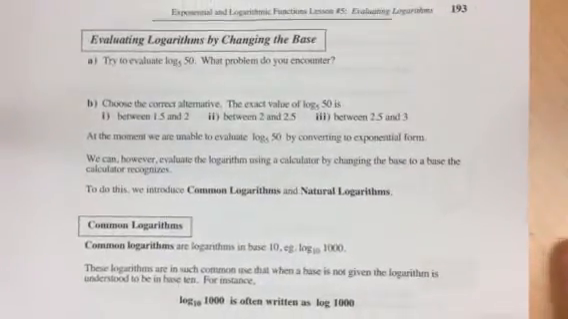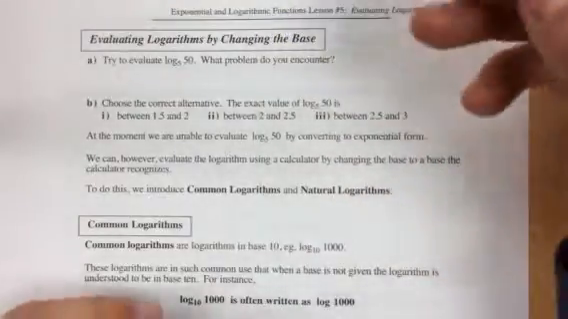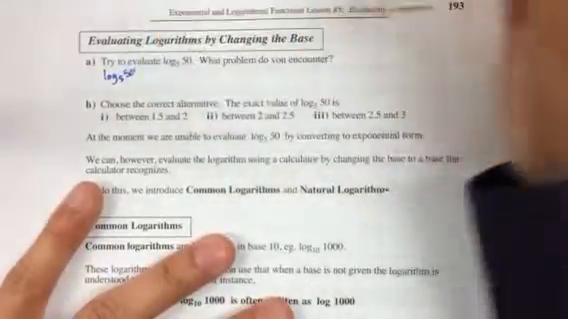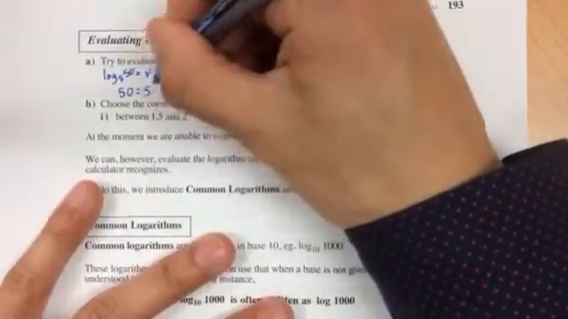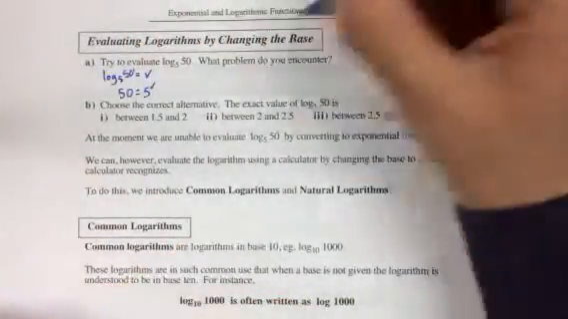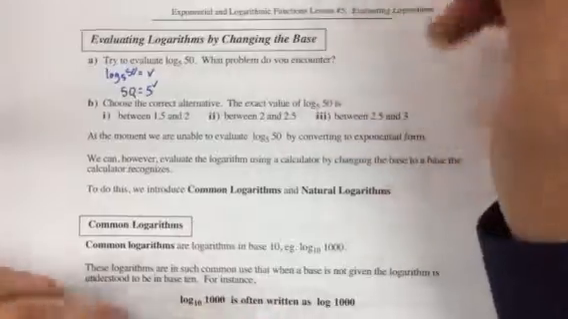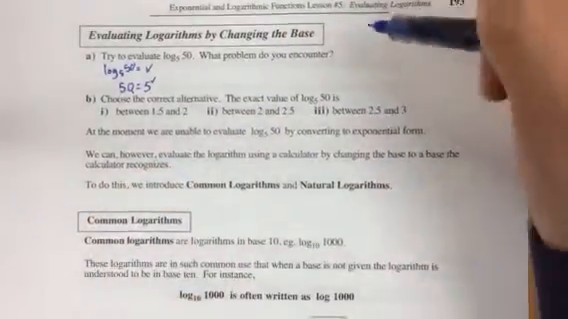Okay, now the next thing we want to do is evaluate logarithms by changing the base. So if we try to evaluate log 5 of 50, what problem are we going to encounter? Well, let's check. If I have log 5 of 50, and that is equal to v, well, 50 is equal to 5 to the power of v. Well, we can't express 50 as a power of 5, right? It's going to be an uneven number, and it's going to be something that is not nice to work with. So that's the problem we're going to encounter.